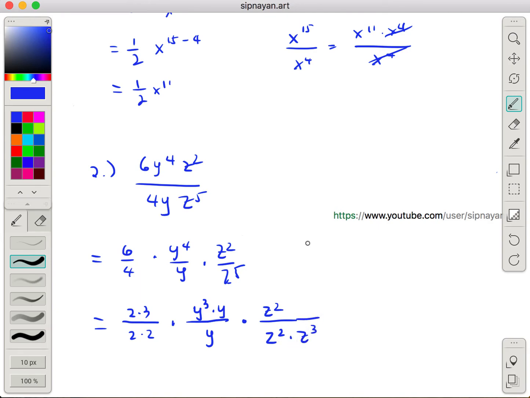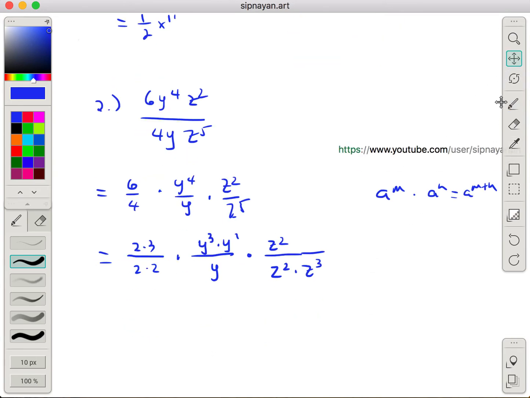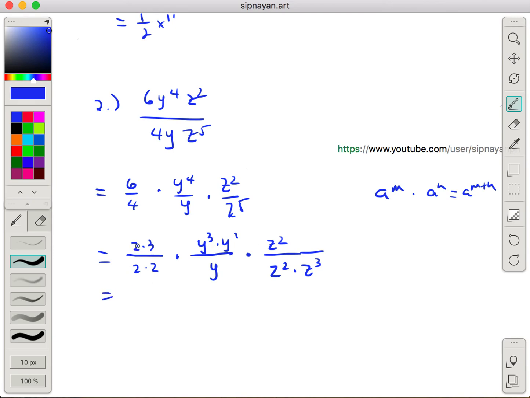Di ba ang law of exponent natin ay a to the m times a to the n equals a to the m plus n. Pag pareho yung base, meron kang exponent na add mo. Ibig sabihin, yung y to the 4th, pwede natin siyang isulat as y cubed times y, y to the first power yan, for example. So, we can cancel out. Ang pwede natin i-cancel ay, yung sa number, yung 2. Pwede rin natin i-cancel to, and yung z squared.